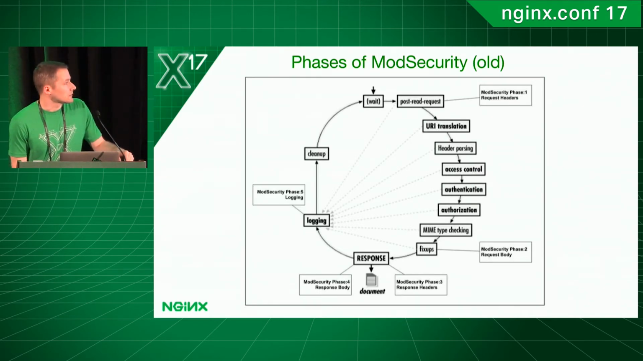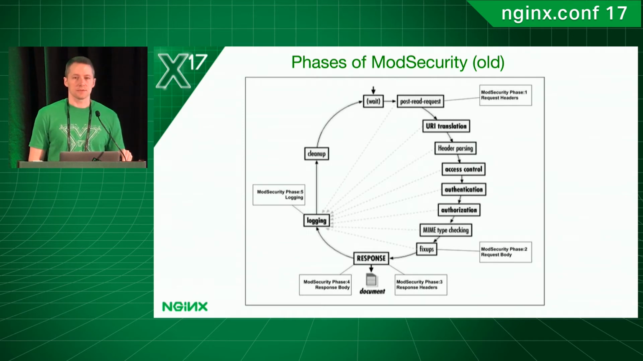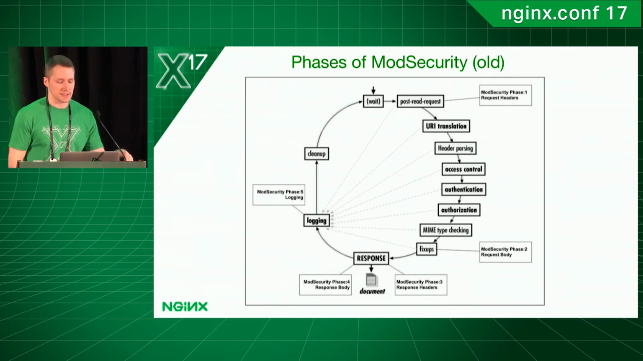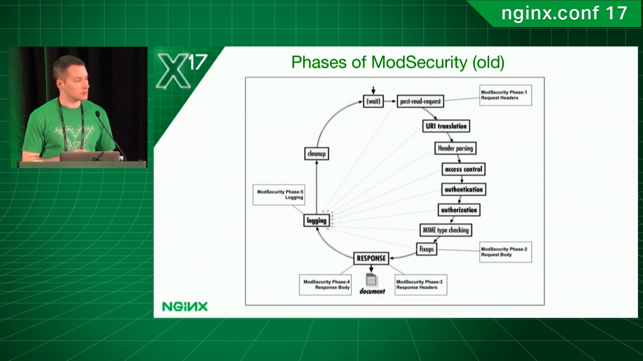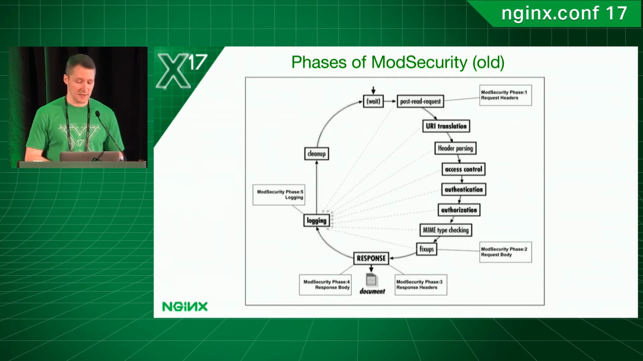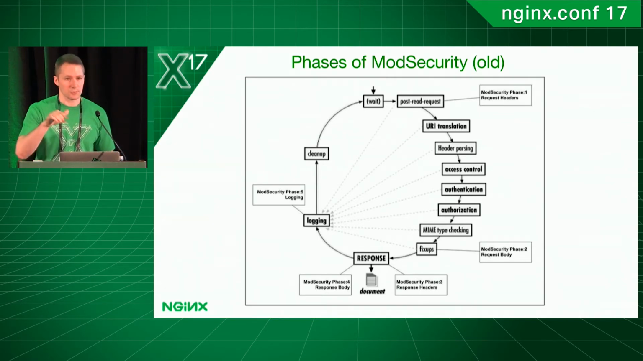So previously with ModSecurity, you had these 5 phases or areas where you could write rules to protect against attacks, right? So that would be request headers, request body, response headers, response body, and then logging. And so that's where you could write the rules to interact with the process in those phases.